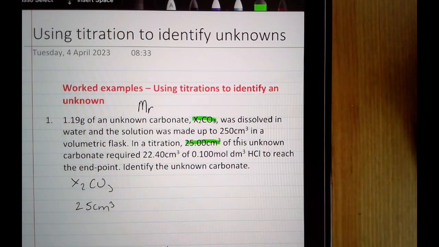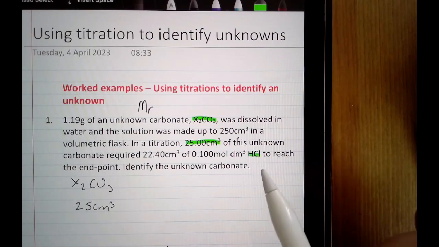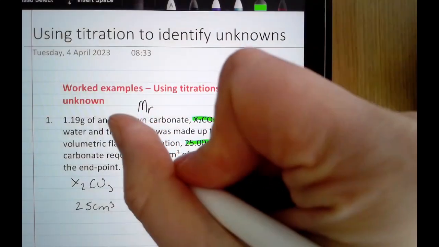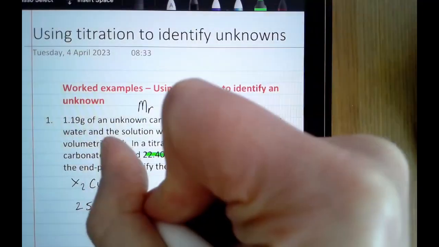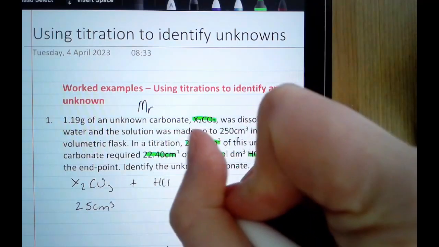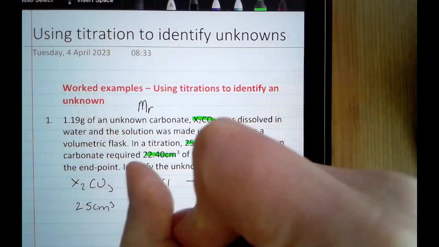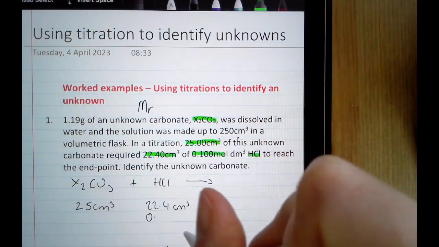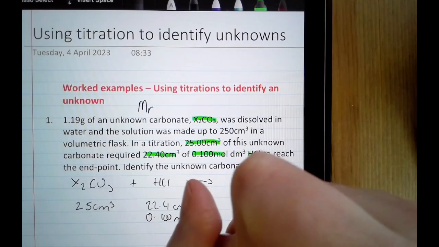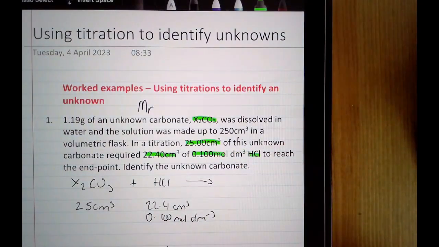If I go back to my question, what am I titrating my carbonate against? Well, it tells me here that it's HCl, so that's the acid. So a metal carbonate would be a base. I'm titrating it against an acid. And again, if I look at the question, I'll find the volume of the acid and the concentration of the acid that was used in the titration. So I'm titrating my carbonate against HCl. I've got 22.4 centimetres cubed of the HCl, and the concentration of that acid is 0.100 moles per decimetre cubed. To fill in my titration table, though, I'm also going to need a ratio, and for that I'm going to need a balanced chemical equation.